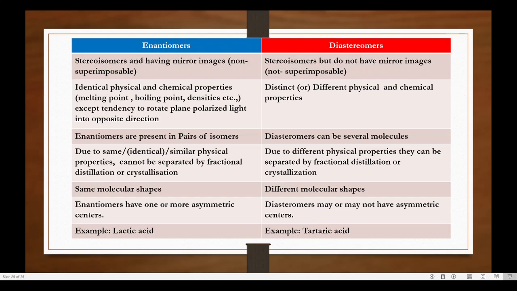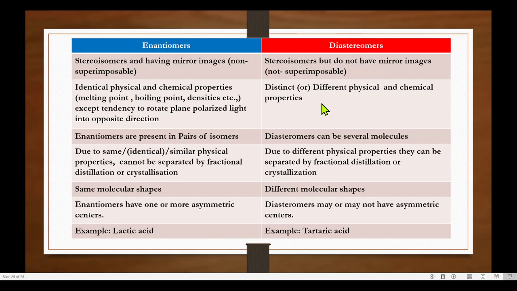And this is a very important aspect: the comparison between enantiomers and diastereomers. Enantiomers are stereoisomers which have a mirror image, but diastereomers are stereoisomers that do not have mirror images. Enantiomers have identical physical and chemical properties, like melting point, boiling point, and density, which are expected to be the same. Only in the rotation of plane polarized light, which they rotate in opposite directions, do enantiomers differ.